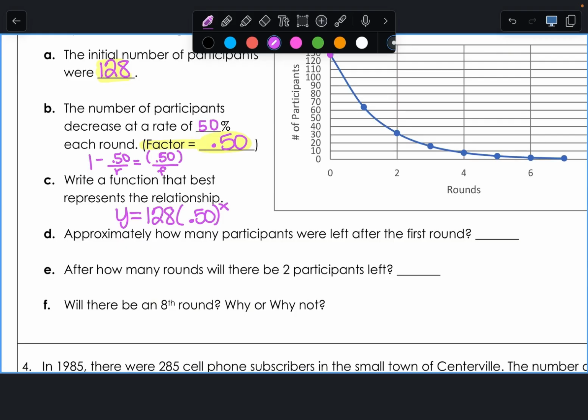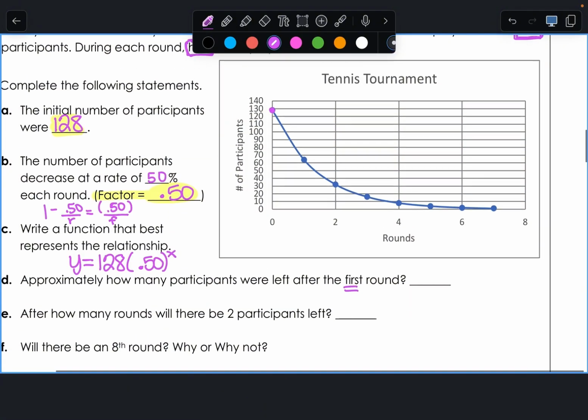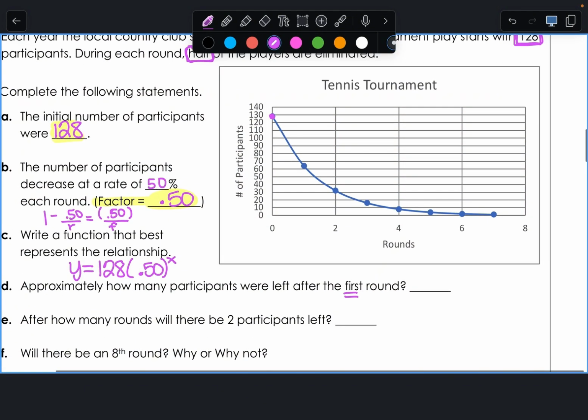Approximately how many participants were left after the first round? 64. Every round we're eliminating what? 50%. Half. So half of 128 is 64.